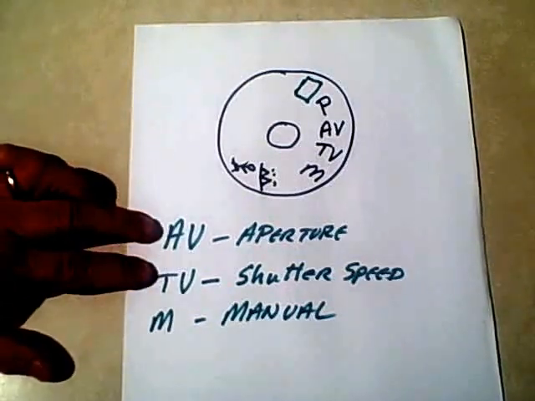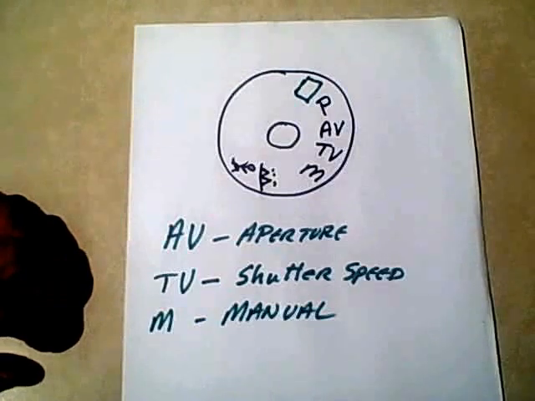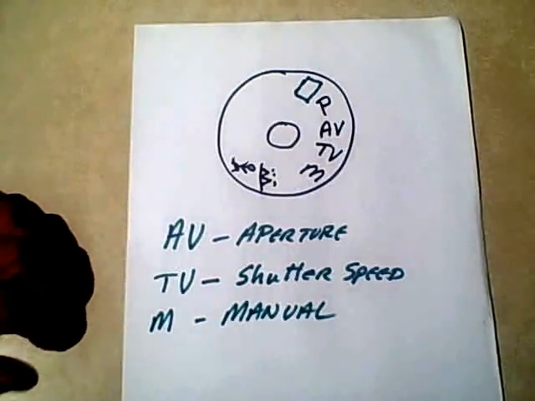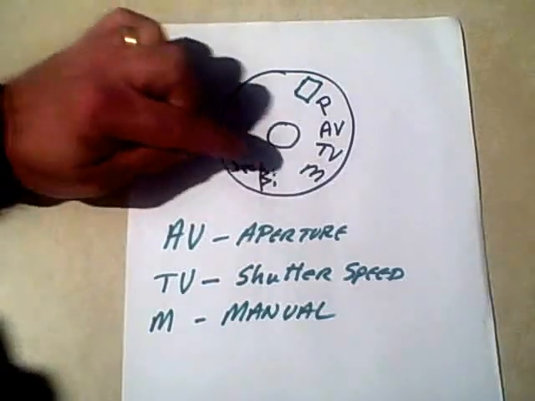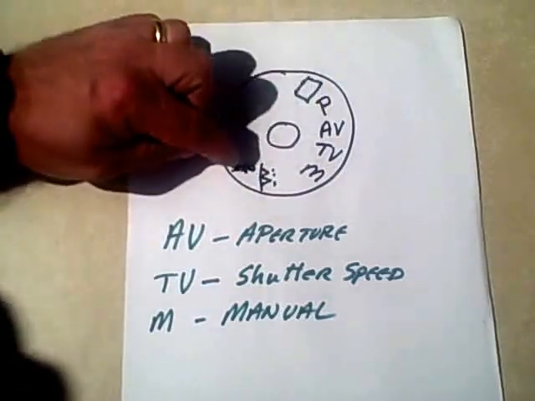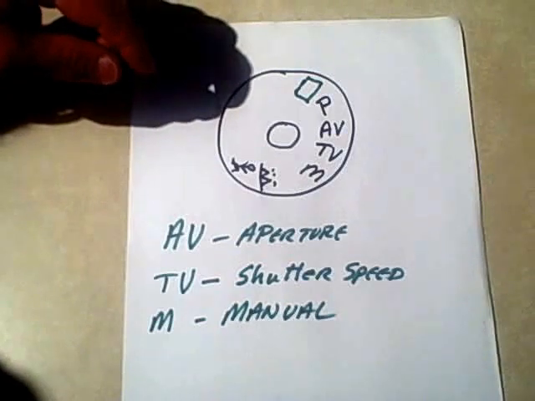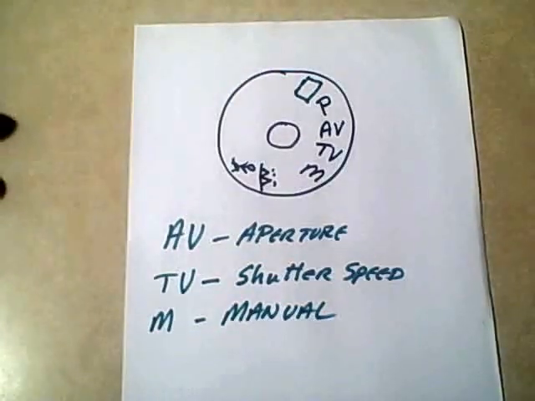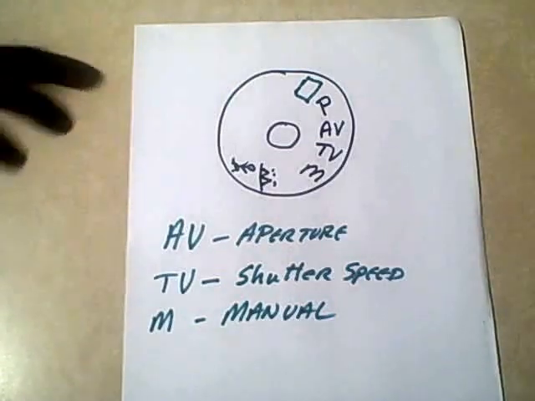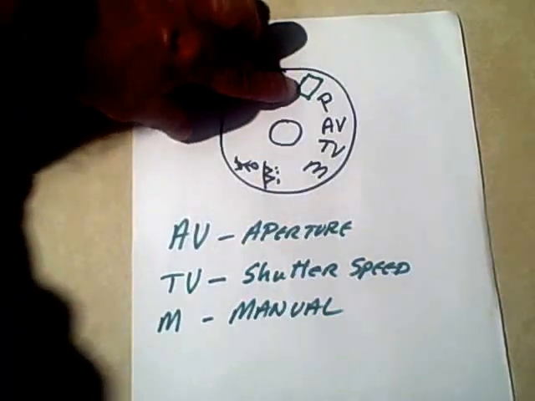So aperture value and time value are the two you should be using the most because it gives you the most creative control. All the rest of the settings, the mountains, the little running man, the macro, which is the flower, those settings are specialized versions of the green box.